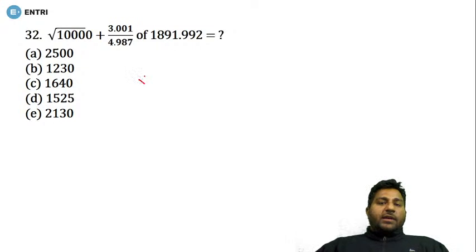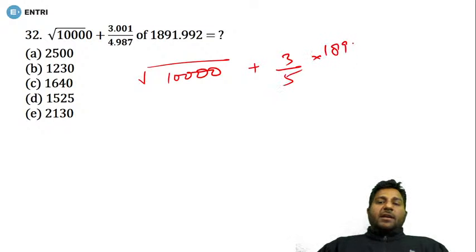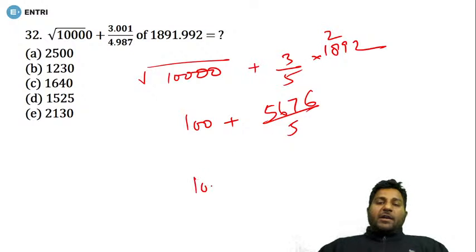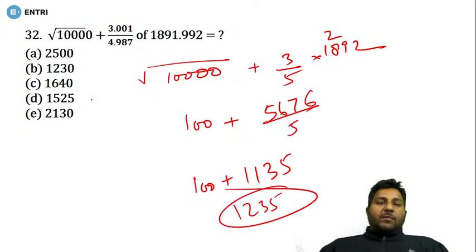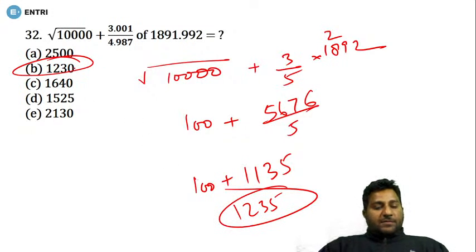Next, it is 10,000 plus 3 by 5 into 1892. Now solve it. 100 plus 60%. 3 by 5 is what? 60%. Let's multiply it with 6. Yes, very good. So clearly 100 plus 1, 1, 3 and 5. So clearly 1, 2, 3, 5. That means 1230 is the final answer.